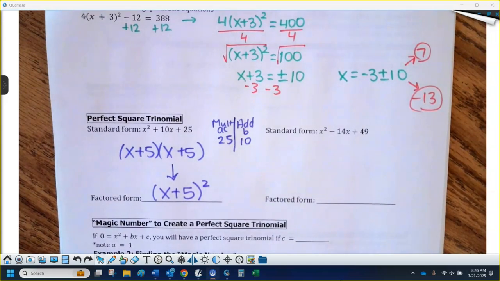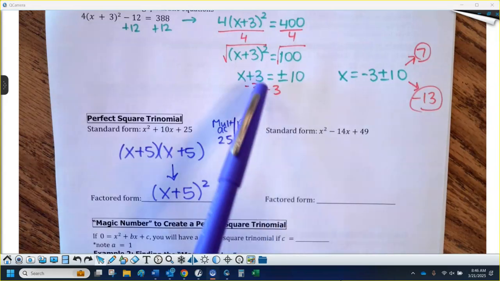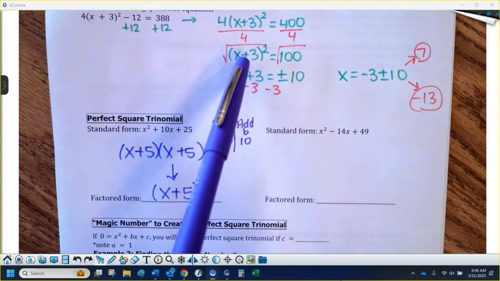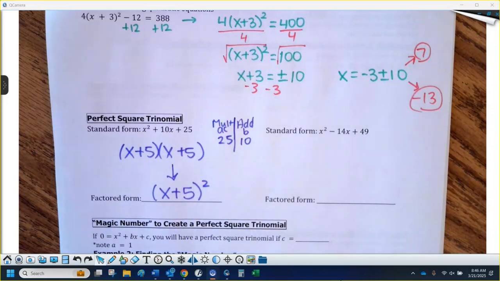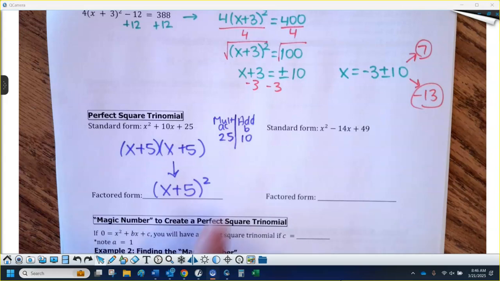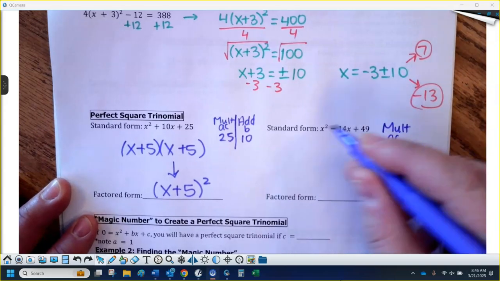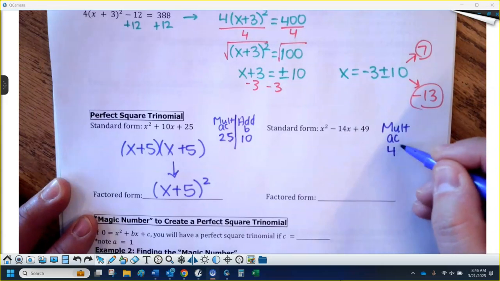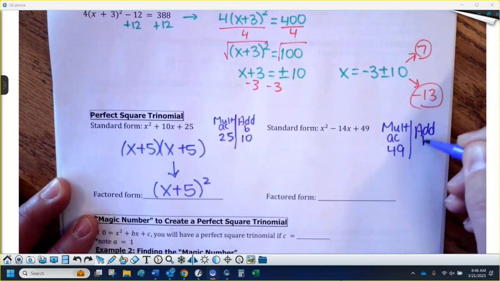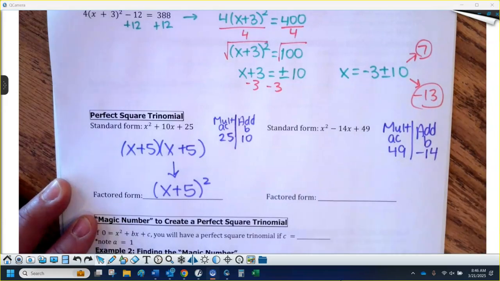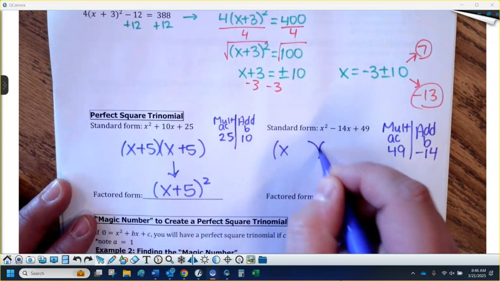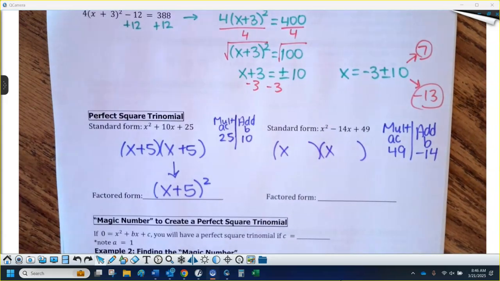All right, now, if you guys notice, like the question we just did, we had that set of parentheses with the x minus 3 squared, and we were allowed to cancel that out by taking the square root. So this is going to be the goal today, to create a set of parentheses like this. So let's try this one. This one's just a hair different. So this is multiply a times c again. So 1 times 49, and I got to add to get the b value, which for this question is negative 14. Can you guys think of 2 numbers, if you multiply them, you get positive 49, but you add them, you get negative 14? Negative 7, negative 7.